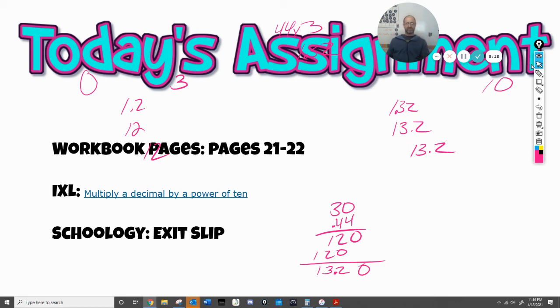Okay, you got 2 workbook pages and an exit slip. Most likely, might be something else from your teacher. I don't know. I can't see the future, the past, or whatever this may be.